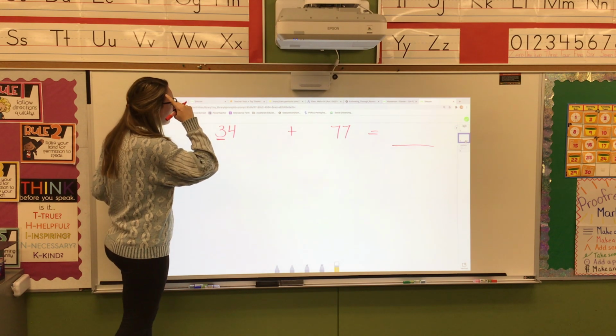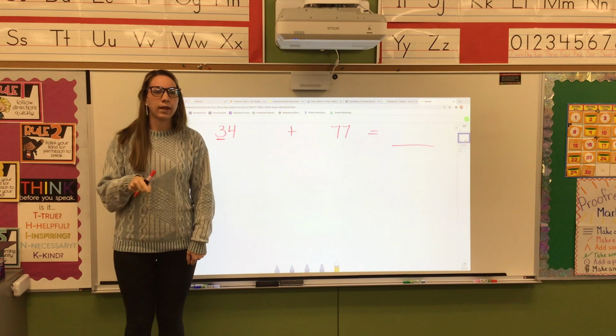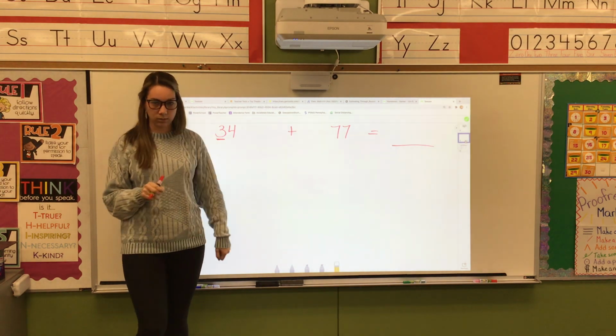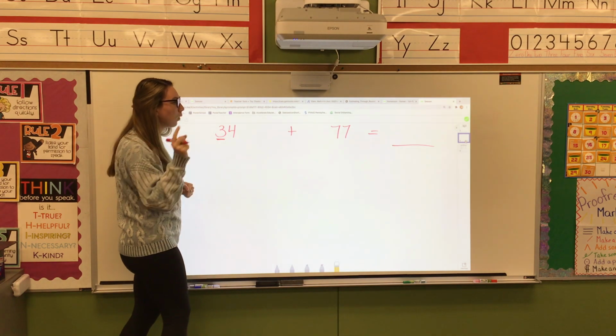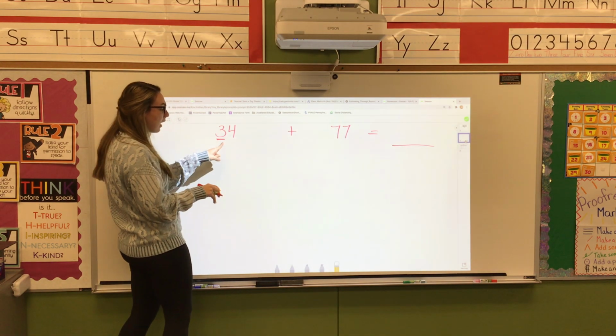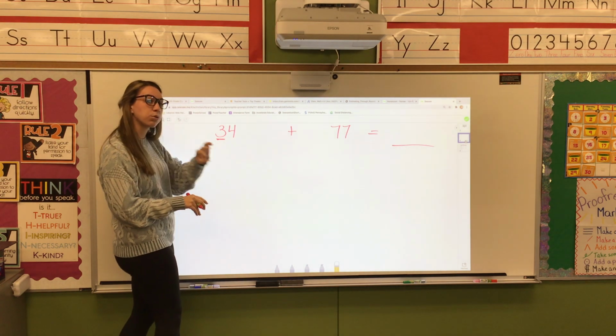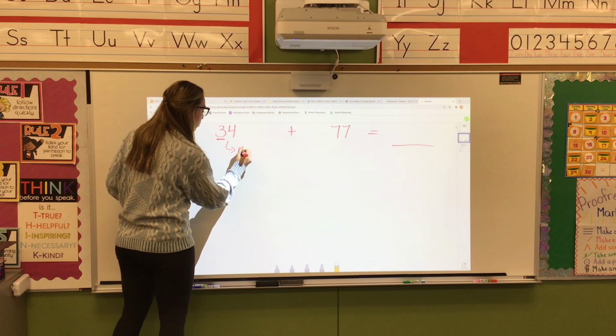What's that saying? 4 or less, let it rest. 5 or more, let it soar. Very good. So we're looking at the 4, and we know that 4 or less, we let it rest. So I think that my 34 is going to round to a 30. So I think that this becomes 30.